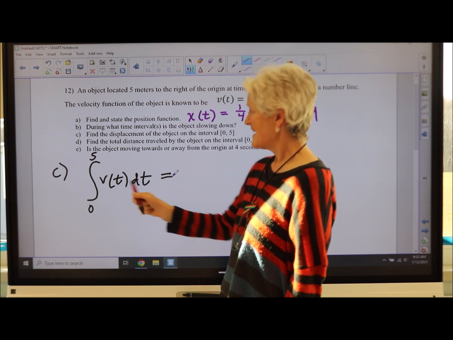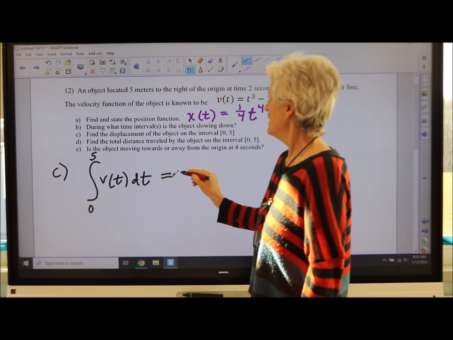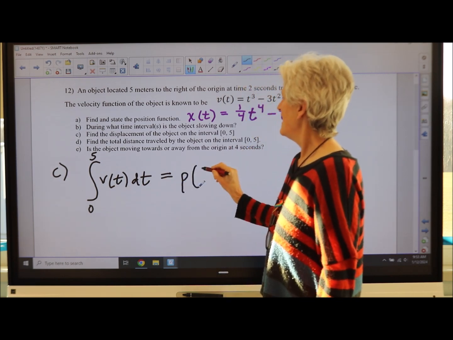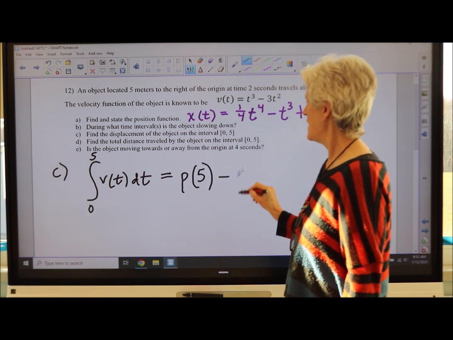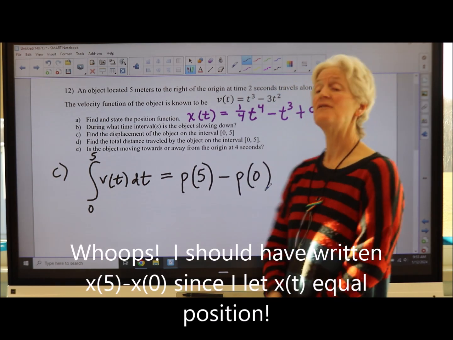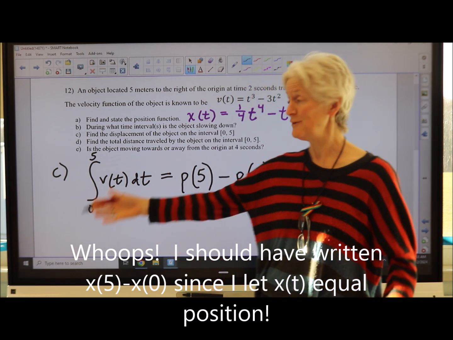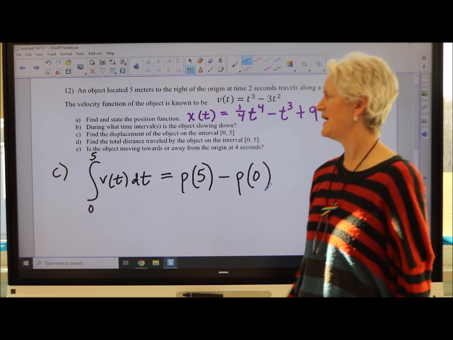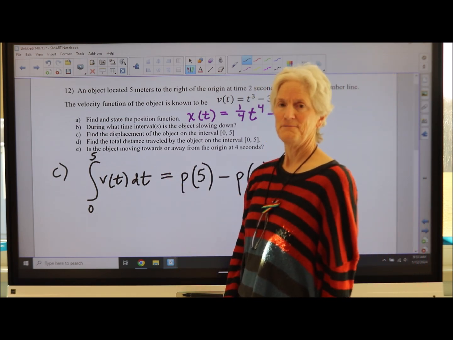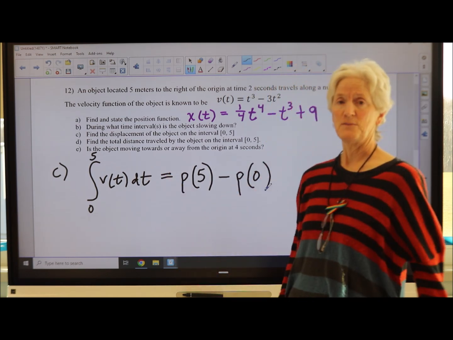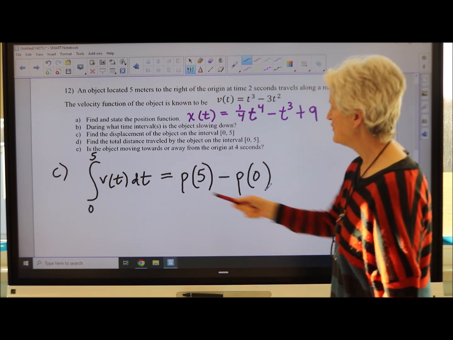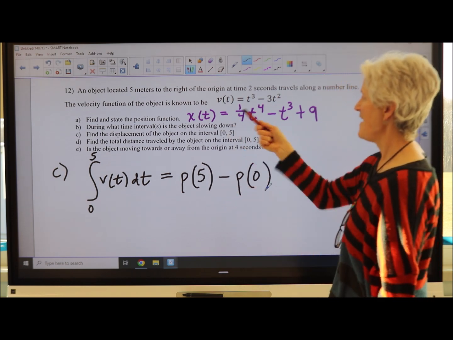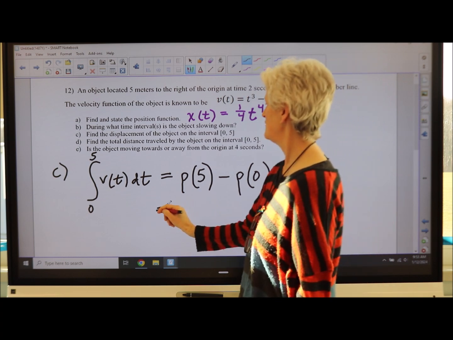So what's the antiderivative of velocity? Of course, position. It's the end position minus the beginning position. That's the definition of displacement. It's also fundamental theorem of calculus part 1, the definition of a definite integral. There's your displacement. Now, we don't have to do the antiderivative because we already have it. It's right here in my position function.